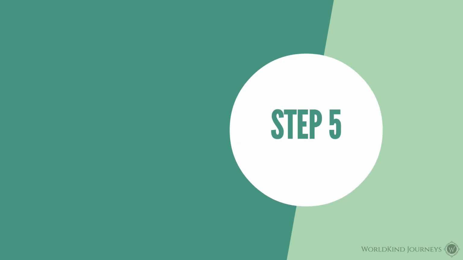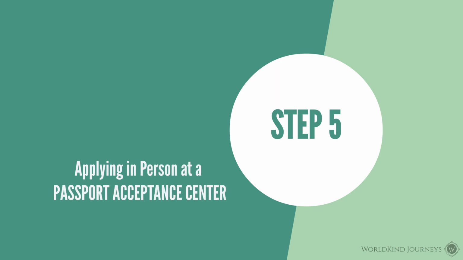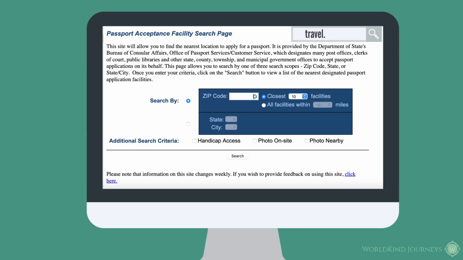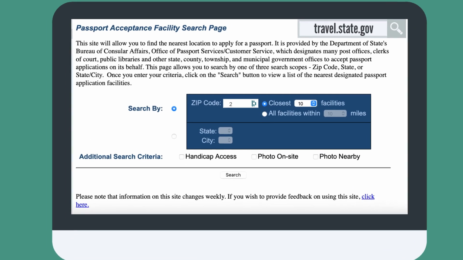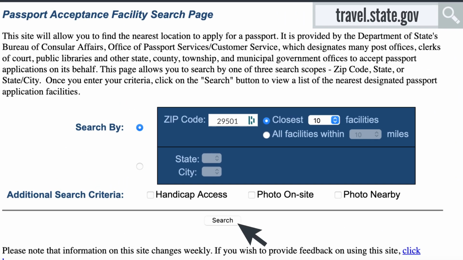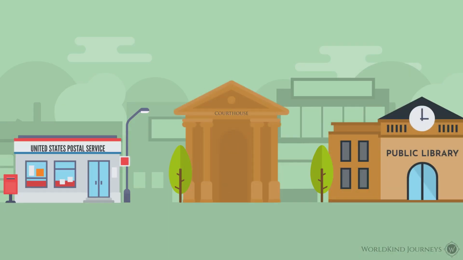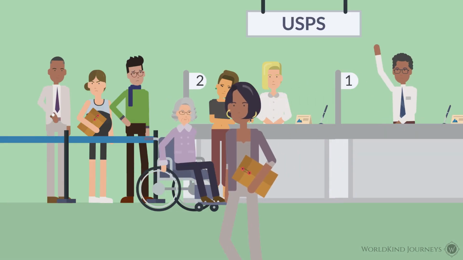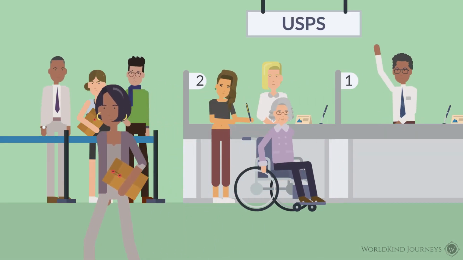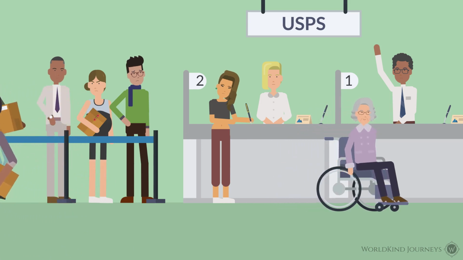Now you're ready for step 5, the final step. Applying in person at a passport acceptance center. Search on the travel.state.gov website to find the closest passport acceptance location. Typically, it's a post office, clerk of court, or a library. Make sure to confirm its opening hours. Customers who want to apply at a post office must also make an appointment directly at USPS.com. Next, please. Inside, you'll present all your materials to the acceptance agent. Hopefully you won't have to wait too long.